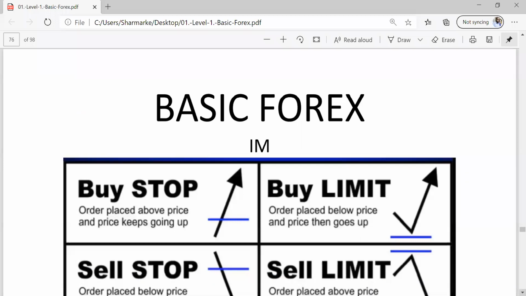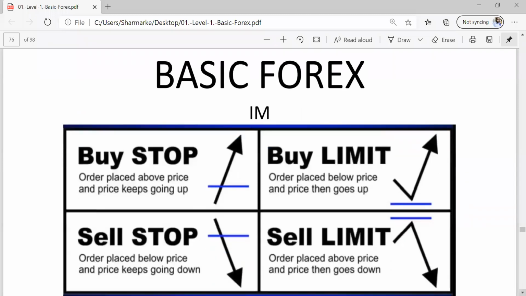A buy stop is an order placed above the price, and the price keeps going up. You put your buy stop here and the price goes up. You put your buy limit, the market comes back, boom, opens, and then you continue riding up. A sell stop is where you wait here, the market crosses and then continues down. And here you wait for the market to go up and then come back.